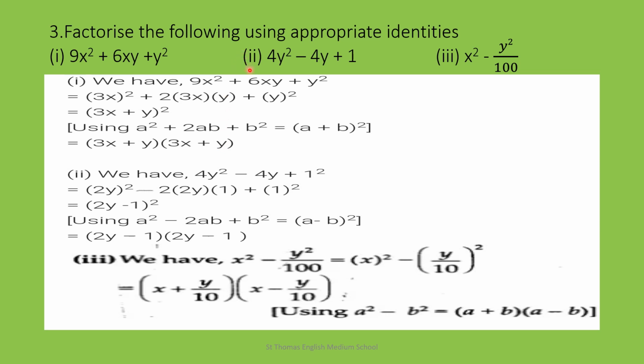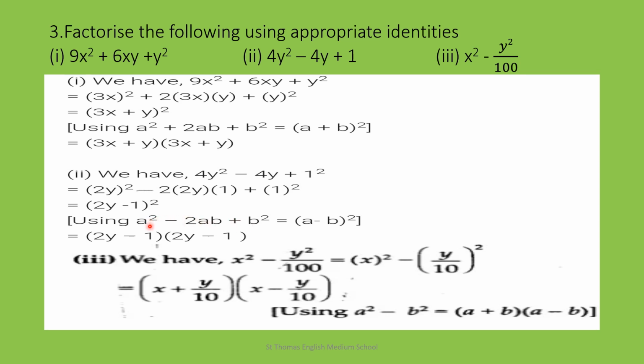Moving to question number 2, 4y square minus 4y plus 1. Here it is also a quadratic polynomial and the middle term is negative, and the first and the last terms are perfect squares. 4y square you can write as 2y whole square, and 1 you can write as 1 square. So think about the identity having a minus term. So that is a minus b whole square, that is a square minus 2ab plus b square.